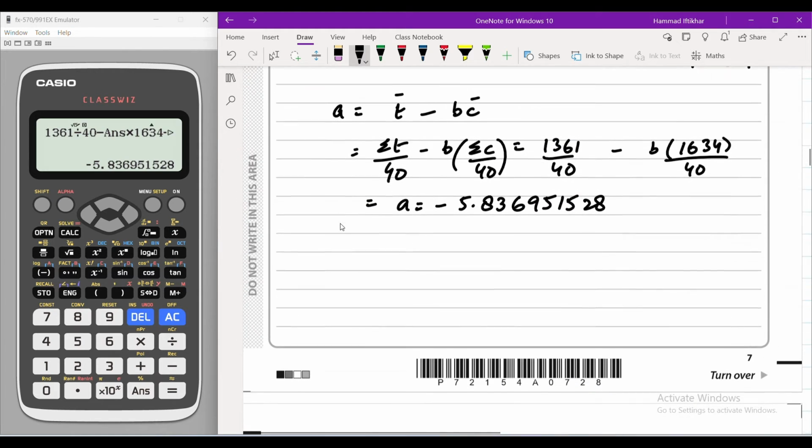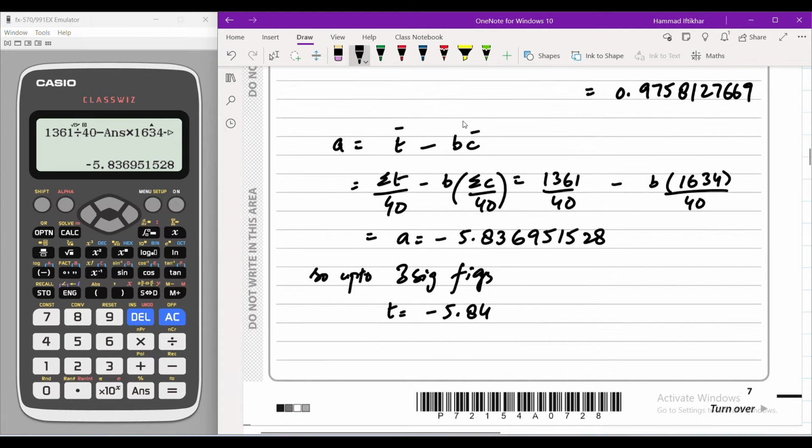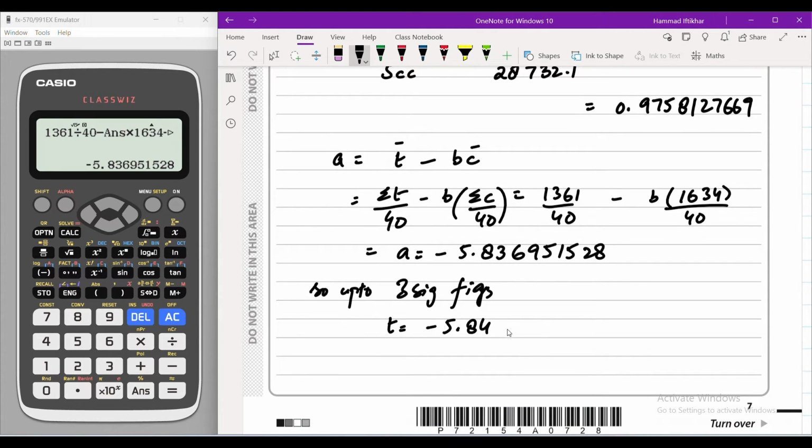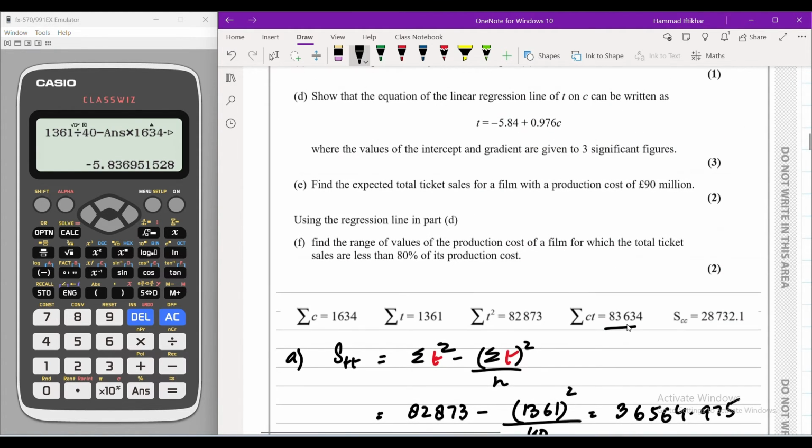Okay, so up to 3 significant figures, T can be written as minus 5.84. B was also negative, no, sorry, positive, plus 0.976 C. Okay, all right.